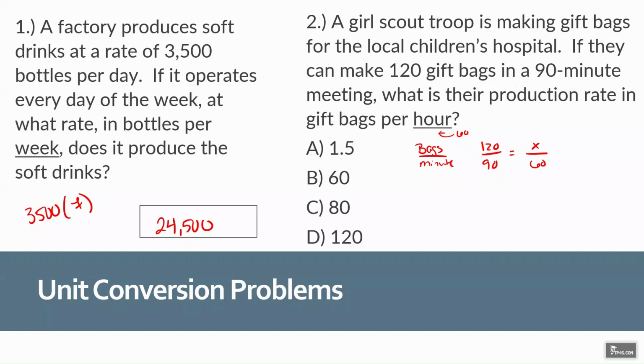And then in order to solve for this, I could cross multiply: 120 times 60 equals 90x. So we're going to divide both sides by 90. In your calculator, 120 times 60 divided by 90. Yeah, there is a shortcut if you reduce the fraction first. There's definitely other ways to do it, but this will work every time. And in this case, you are going to get 80. And the answer is C. All right, let's try the next one.